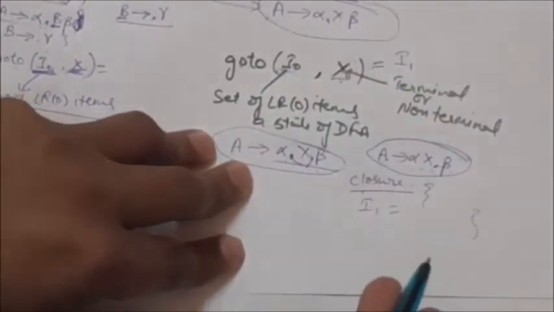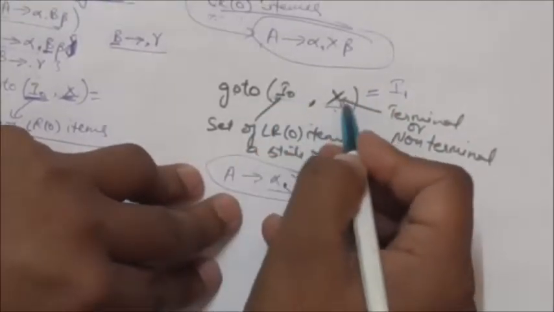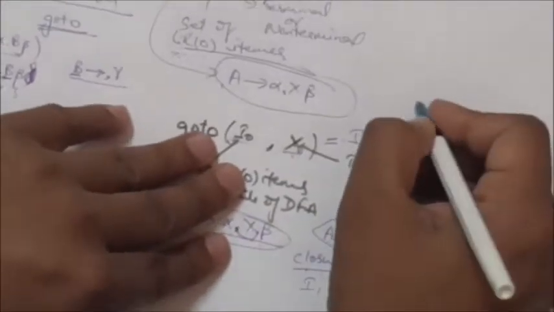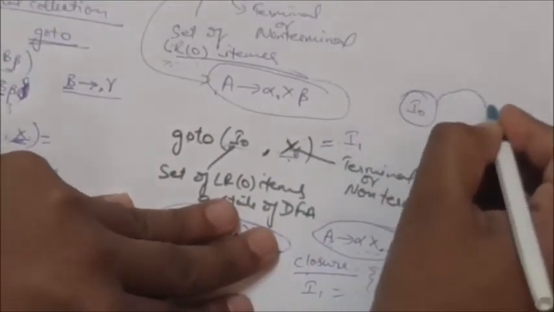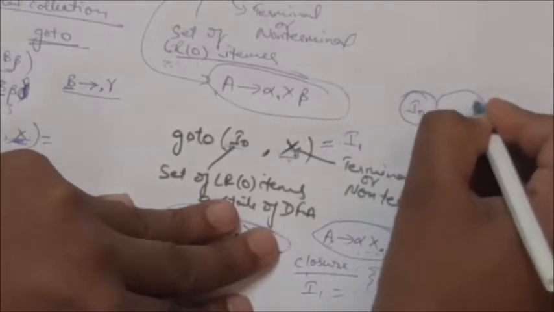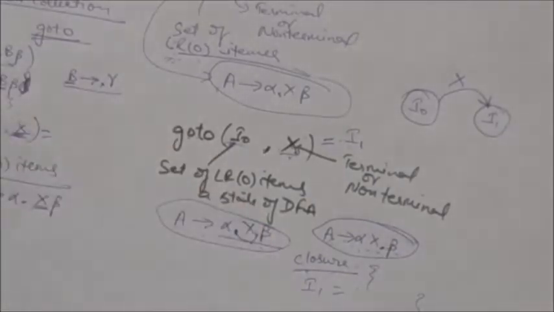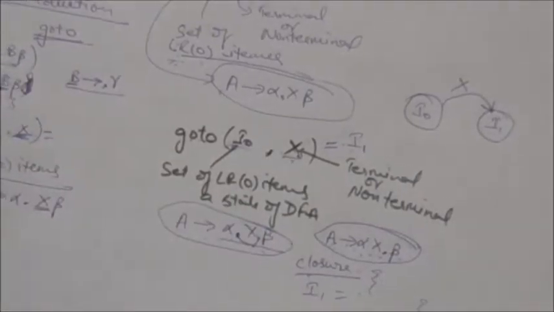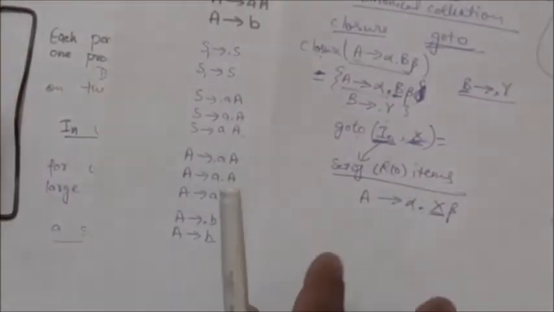This I1 is a set of items and it also represents a state of DFA. If Goto I0 X is equal to I1, it means in a DFA there is a transition from state I0 to I1 on the symbol X. Now it will be more clear after this example when we will construct the DFA for these LR0 items.